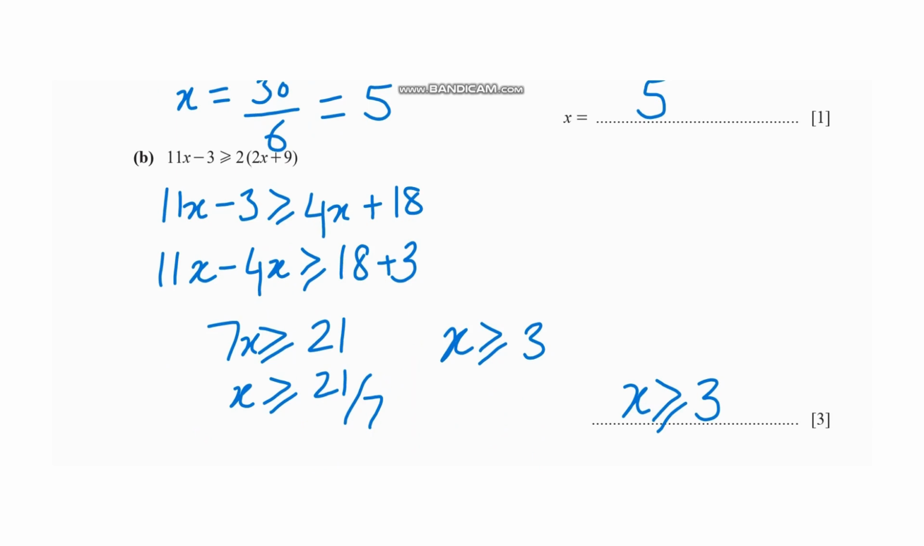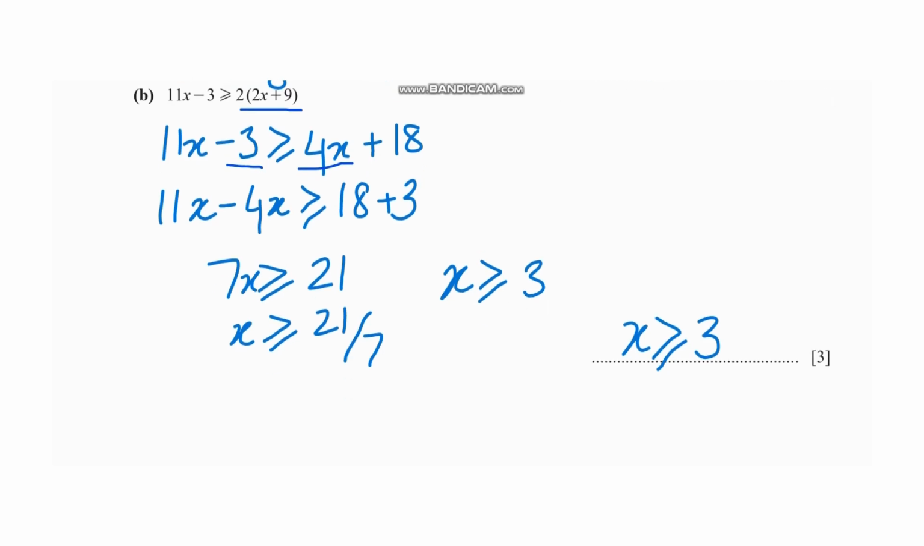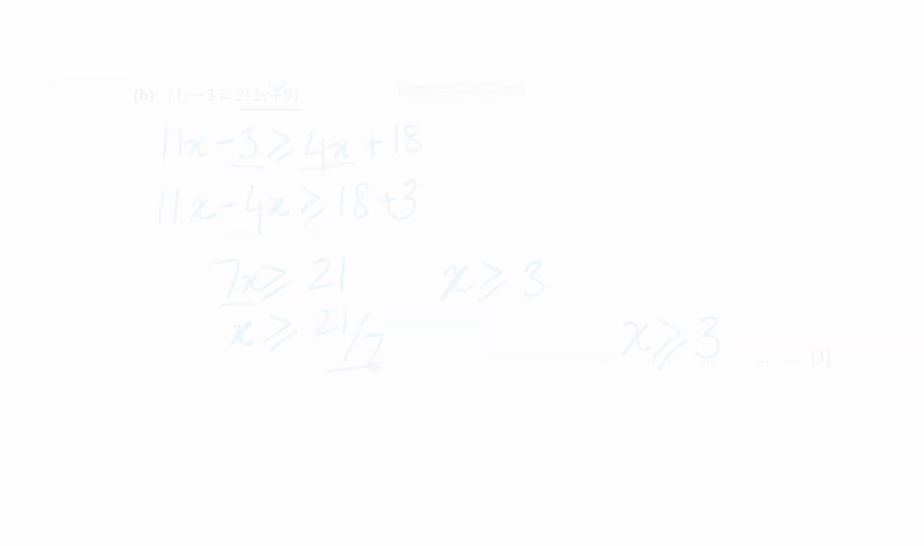Part B states 11x minus 3 is greater than or equal to 2 brackets open 2x plus 9. First we will expand the brackets: 2 times 2x is 4x, plus 2 times 9 is 18. Then we will move 4x to the left side and bring minus 3 to the right side. So 11x minus 4x is greater than or equal to 18 plus 3. On the left side we have 7x and on the right side we have 21. So we will divide 7x by 7 and also divide 21 by 7, and the value of x is greater than or equal to 3. So this will be the final answer: x is greater than or equal to 3.